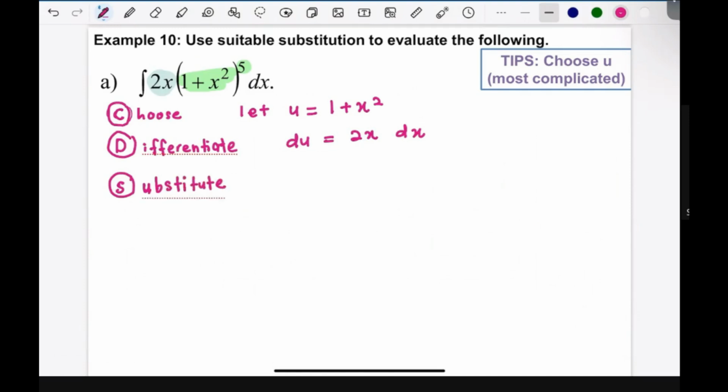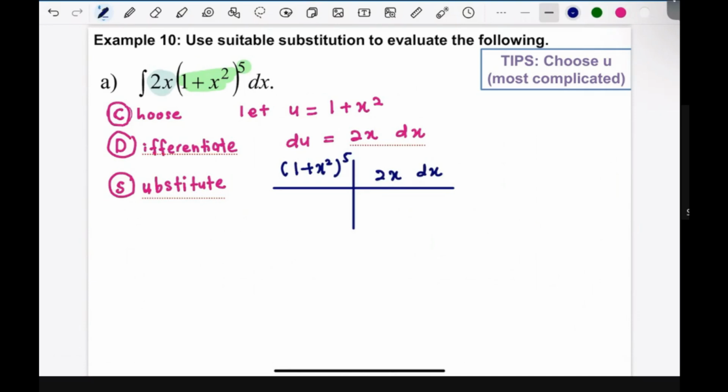Since we already have our u and du, now we have to change our question into u terms. So I have to copy back my original equation. For the first column, we choose the function that we let as u. But now we have to take the power altogether. So we have 1 plus x squared to the power of 5 here. And for the second column is the remaining function. So we have now 2x dx.